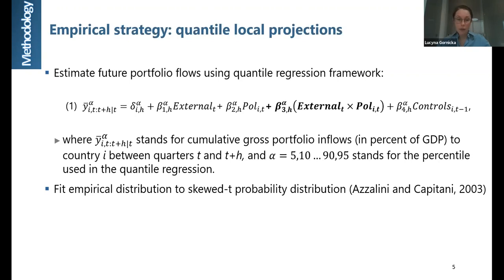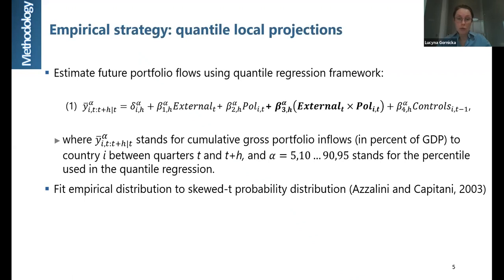And the superscript alpha corresponds to different percentiles at which we will estimate this regression. And as you can see, we will look at both external factors and domestic controls, and we will include an interaction term of the policies or structural characteristics, denoted by variable pol, with these external factors. So that's the first step of our empirical approach.